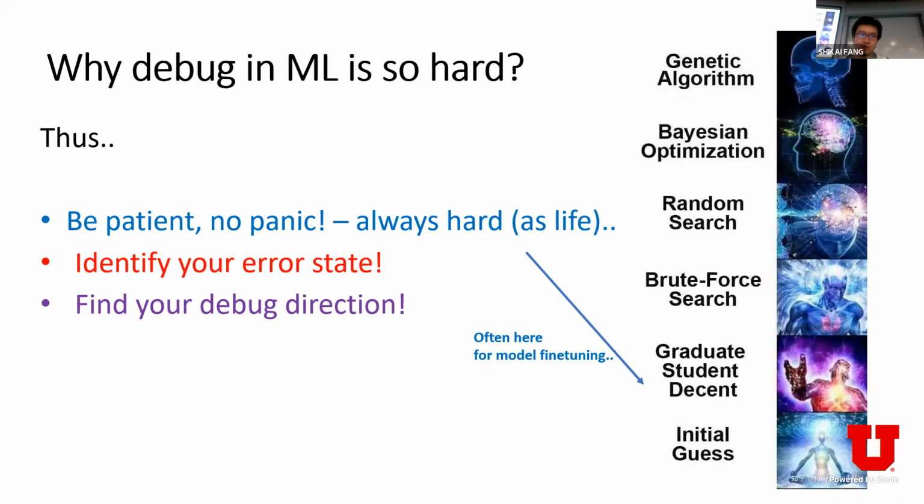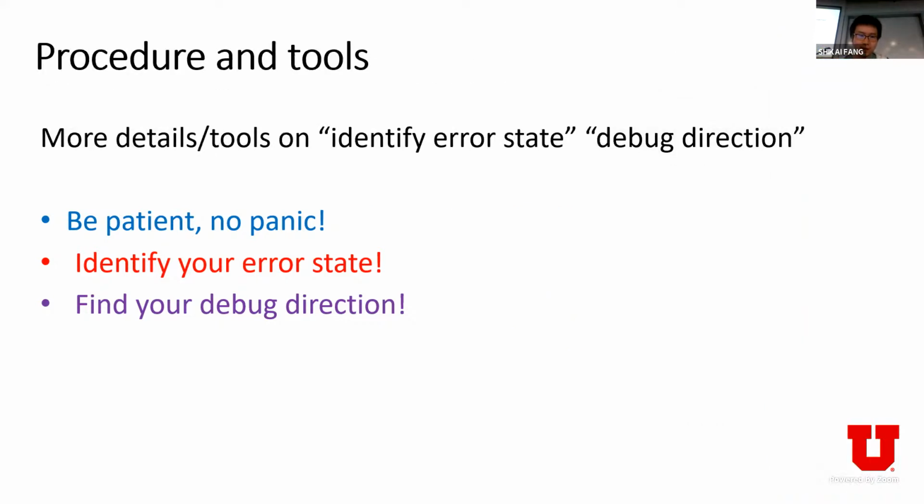Now we cover our first topic, to give you an explanation of why it is very hard, and then how to handle this hardness. So here I just want to give you more details and tools to identify your error state and how to find your debugging directions. If you are very experienced with coding, I think these things may be trivial to you, but if you are a new beginner in machine learning or even in coding, I think the tips are very useful.